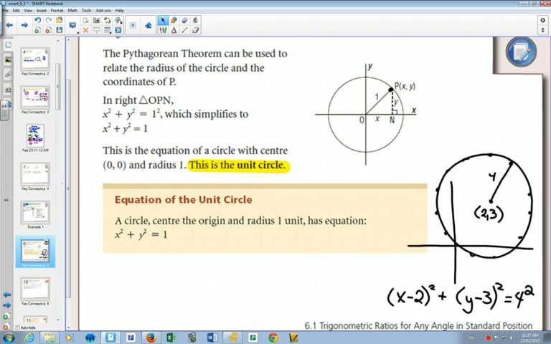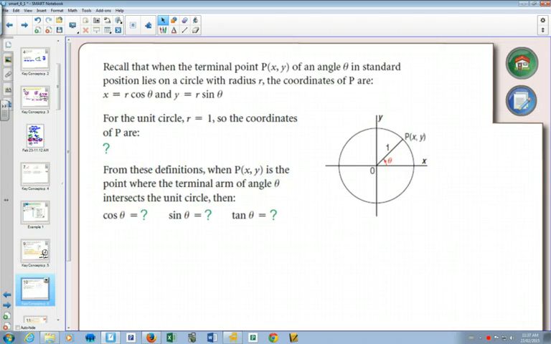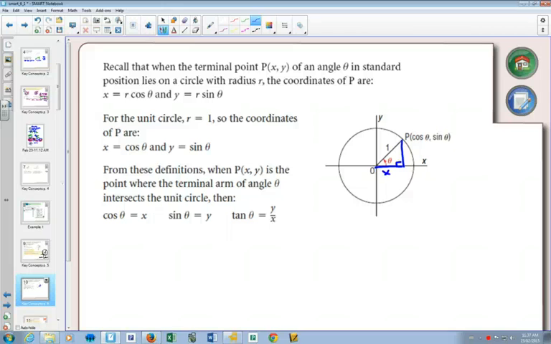Turning your page over here, what we're going to do with this unit circle, again, we're going to draw and make a triangle here. A right angle triangle.